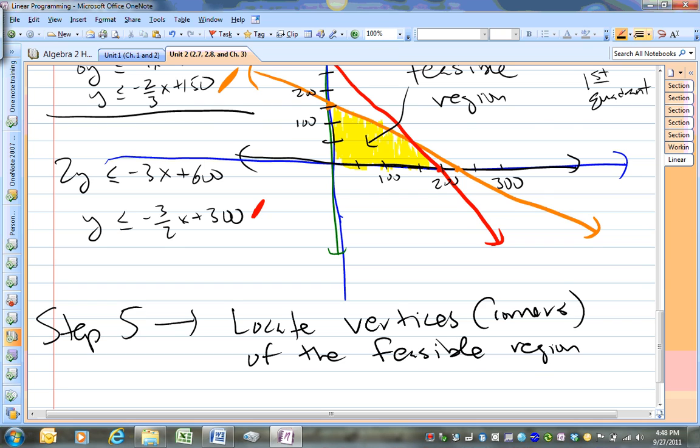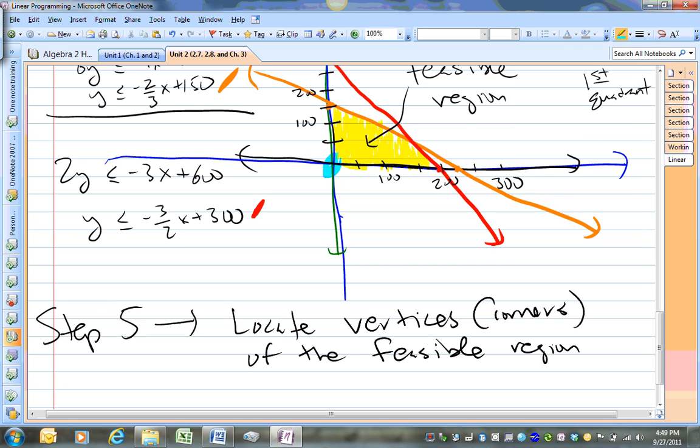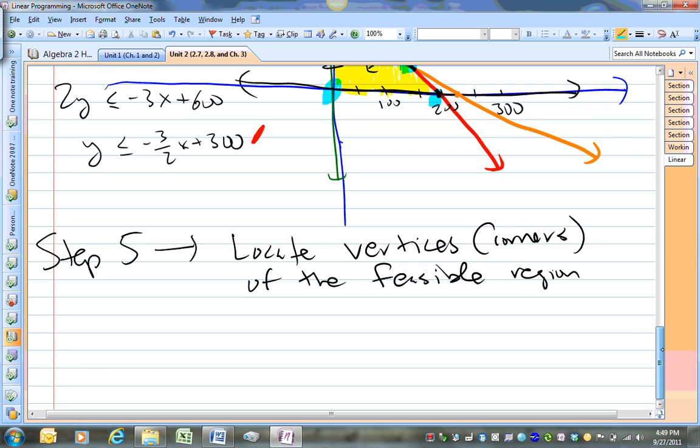So let me use turquoise here. You have that, you have that, you have that, and you have that. So there are 4 corners. And here are your 4 corners.